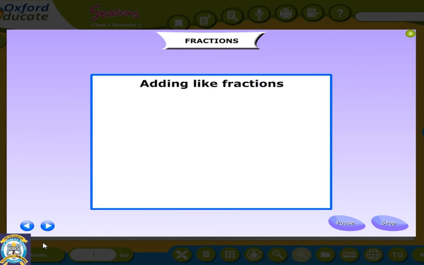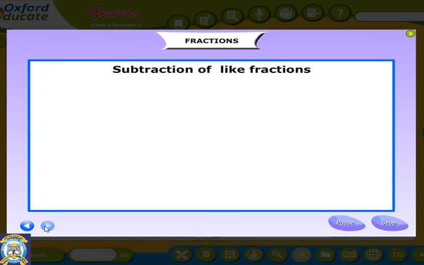Adding like fractions. We can add like fractions by adding only the numerators and keeping the denominators as they are. Step 1. Add the numerators, 1 plus 3 equal to 4. Step 2. Write the answer as 4/5. Note: do not add the denominators.